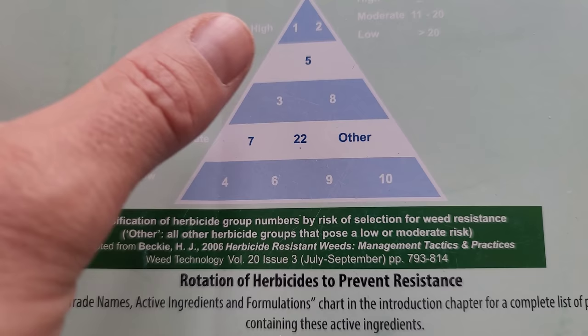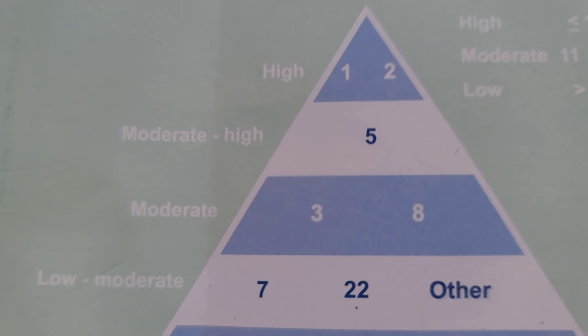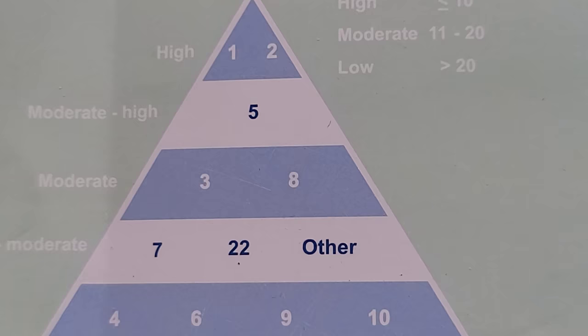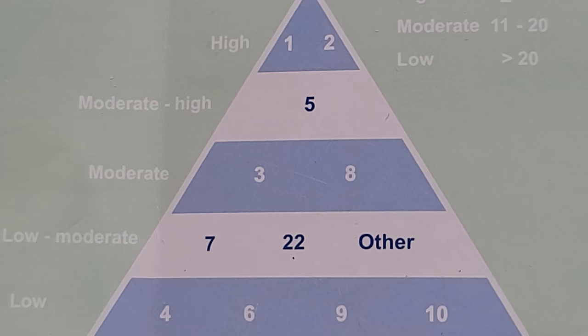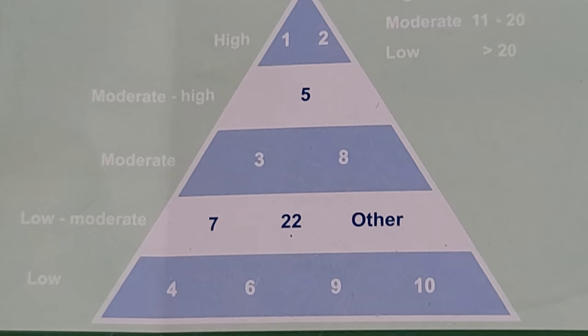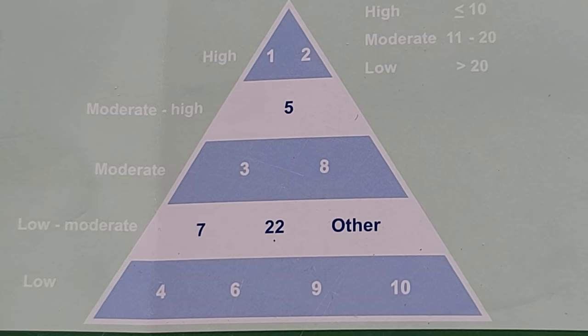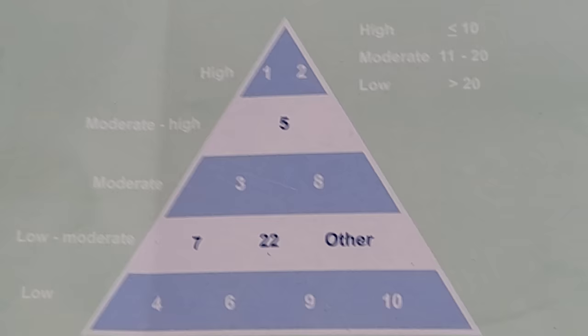Then the next one down is group 5. It's moderate to high. Can you guys see this okay? Hold on here, see if I can zoom in a little bit. Then you got your 3 and 8, which is moderate. Then you got 7, 22, and other, which is low to moderate. And then you see you got your 4 and your group 6 down there in your low. And then group 9, you all know what group 9 is. Group 9 is your glyphosate. It's also low, okay?